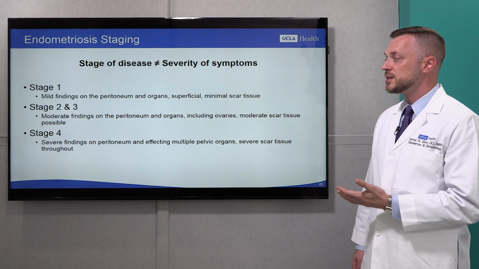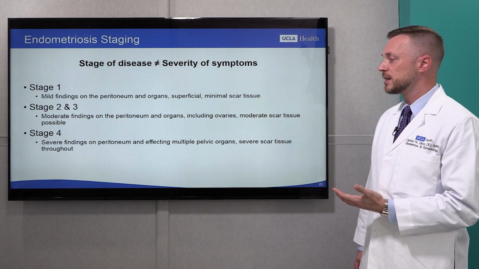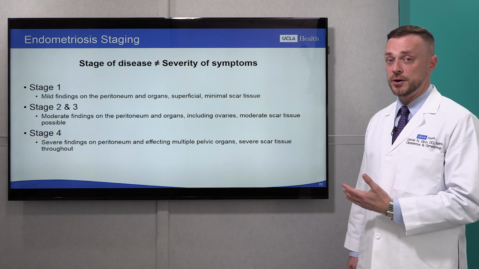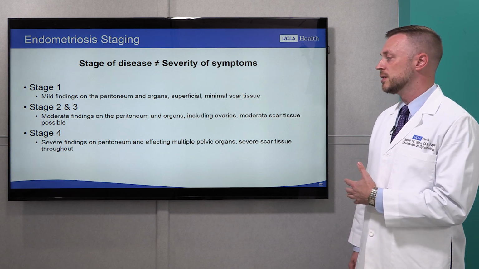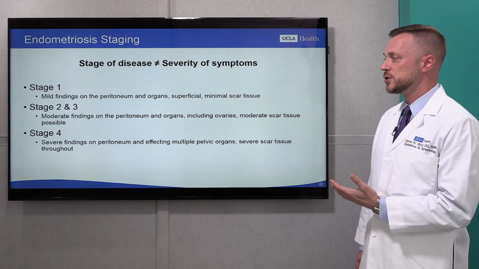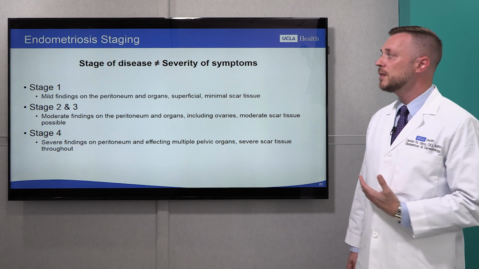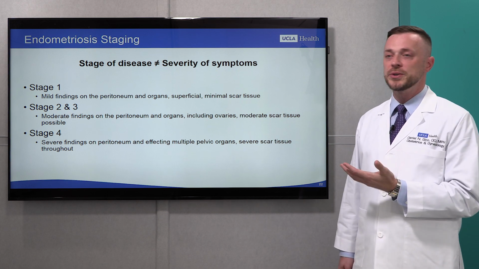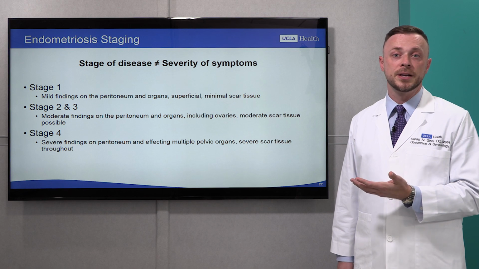Stage 4 endometriosis is severe findings. These are affecting the peritoneum, often multiple organs. So maybe the bowel, the bladder, the ureter, the ovary itself, or the tubes. These often have severe scar tissue throughout the pelvis. Again, though, it's very important to recognize that the severity of what we find doesn't always correlate to the severity of what someone experiences.